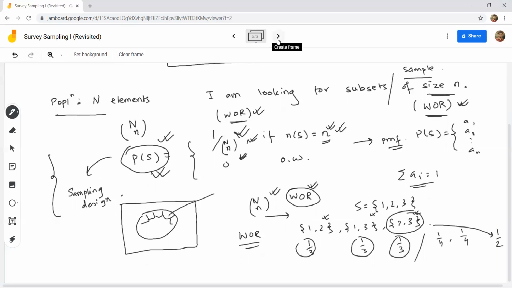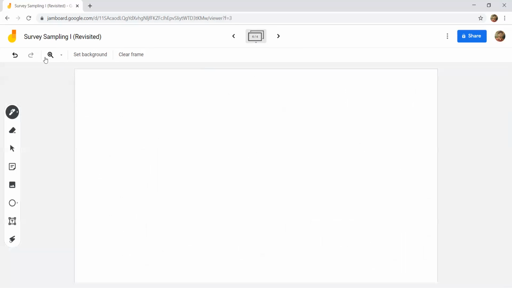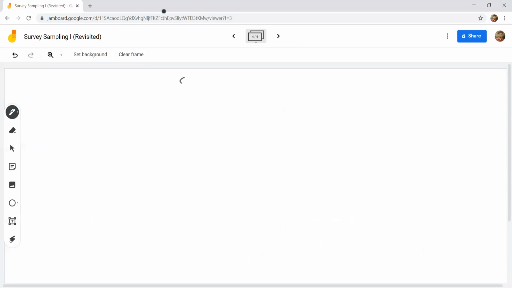Great. So now let's move on to simple random sampling, which will be of prime importance for our purpose for ISI. So we'll go to simple random sampling, or as we all know, SRS.